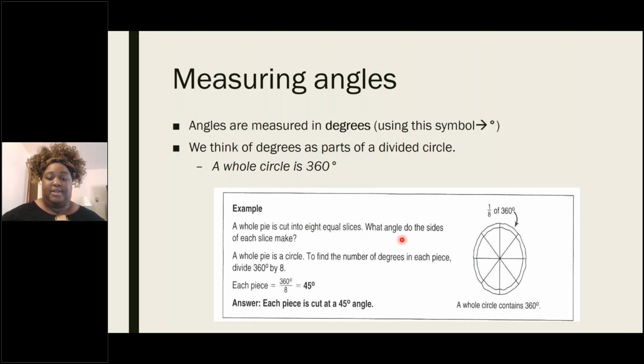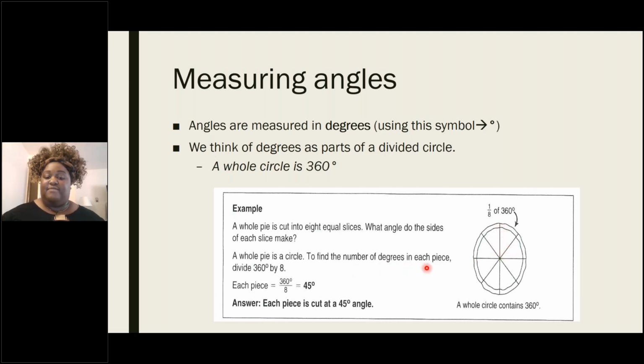Here's an example to give us a better idea of that. They tell us a whole pie is cut into 8 equal slices, and they want to know what angle the sides of each slice make. The first thing to note is that a whole pie, of course, is a circle, and they want us to find the number of degrees of each piece because we want to know what angle these pieces make.